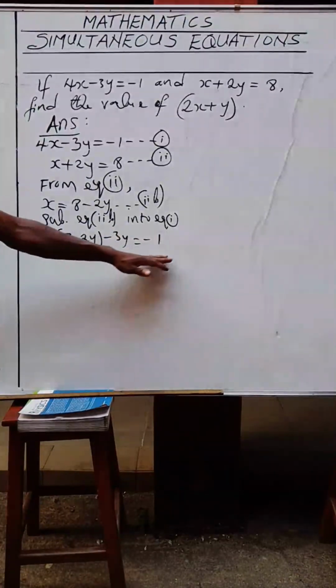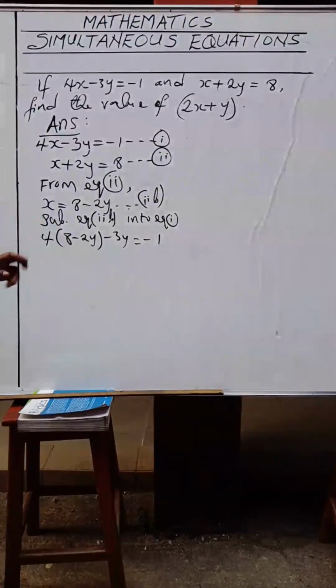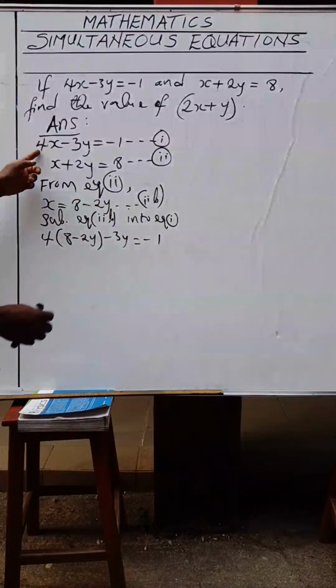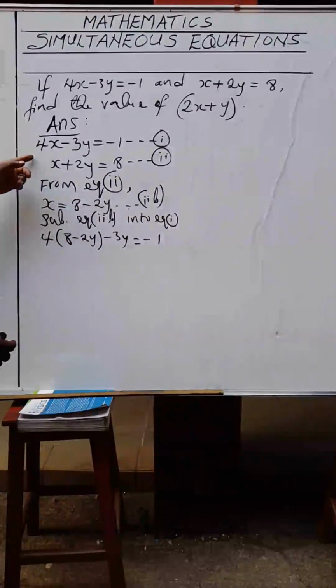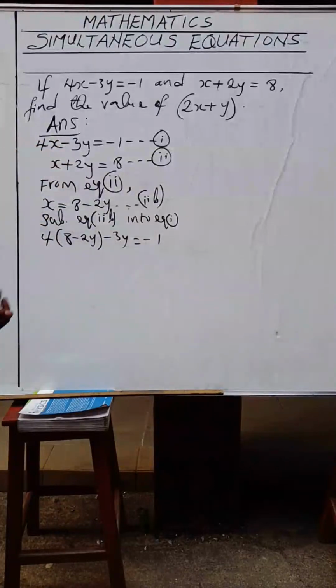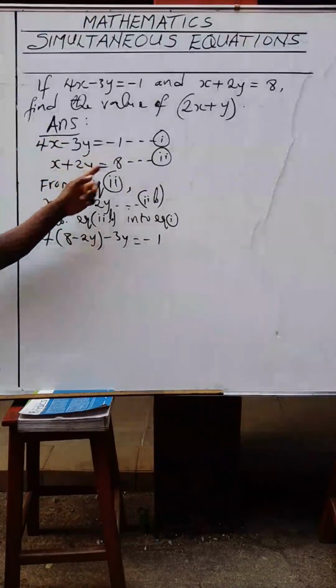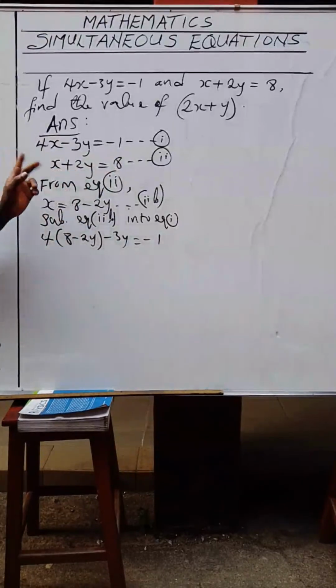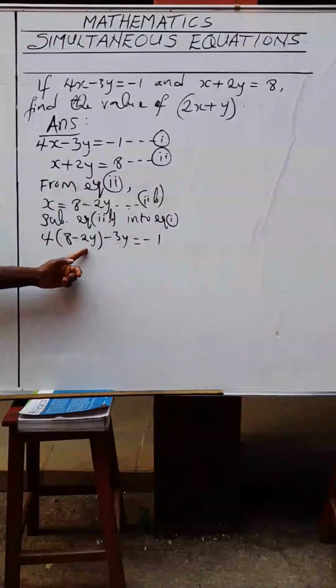This is the easiest way. We don't waste time. We don't equalize or equate coefficients and start subtracting. If the coefficients are equal in any of them, we can subtract. If the signs are different, we can just add and get the answers. But if not, just use the substitution method.